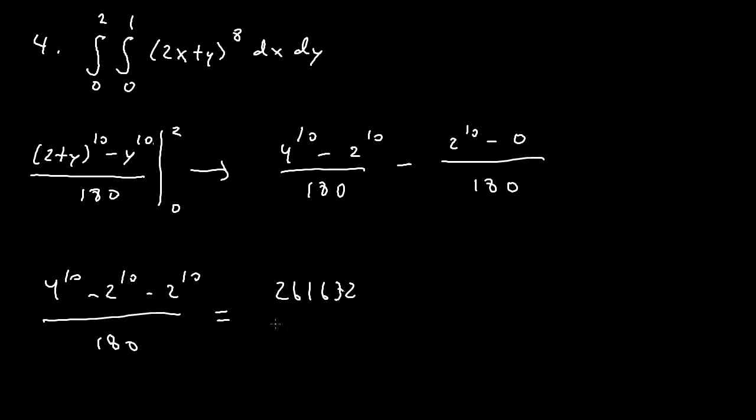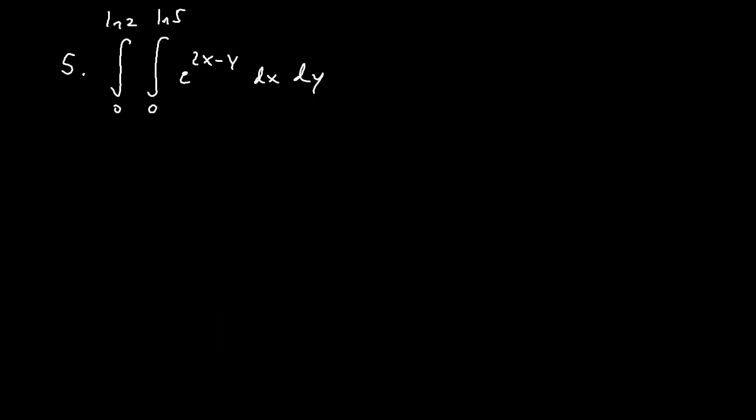And so in fraction form, that is going to be exactly 261,632 over 45. So now for number 5, we have the integral from 0 to natural log of 2 of the integral from 0 to natural log of 5 of e to the 2x minus y dx dy.